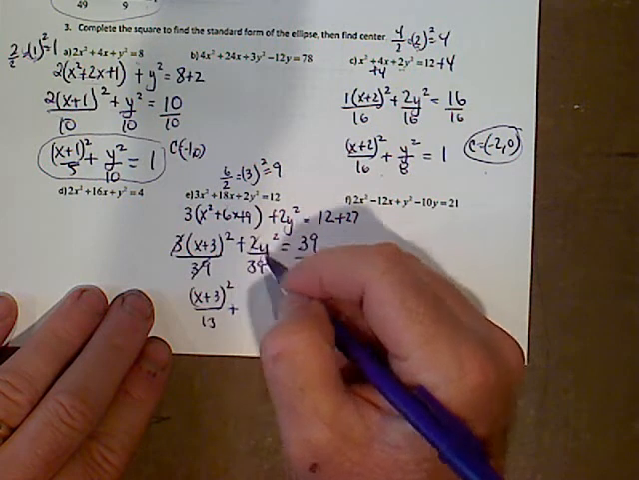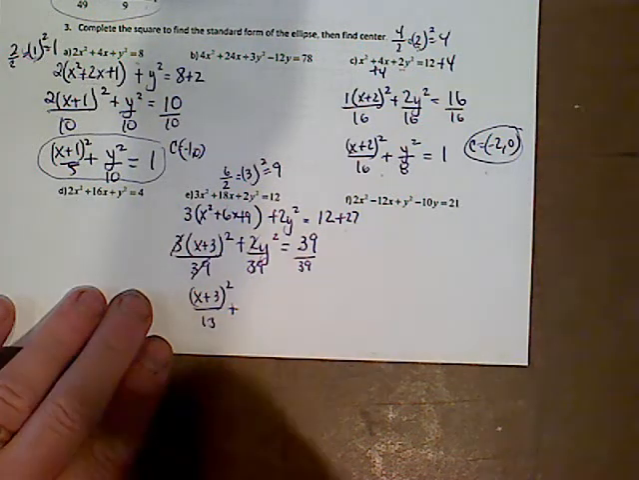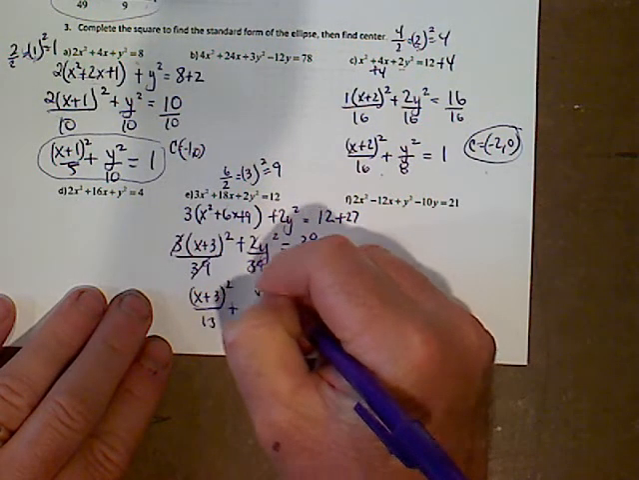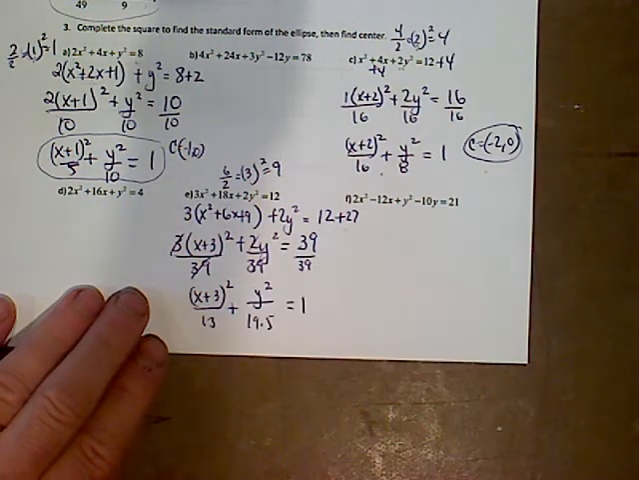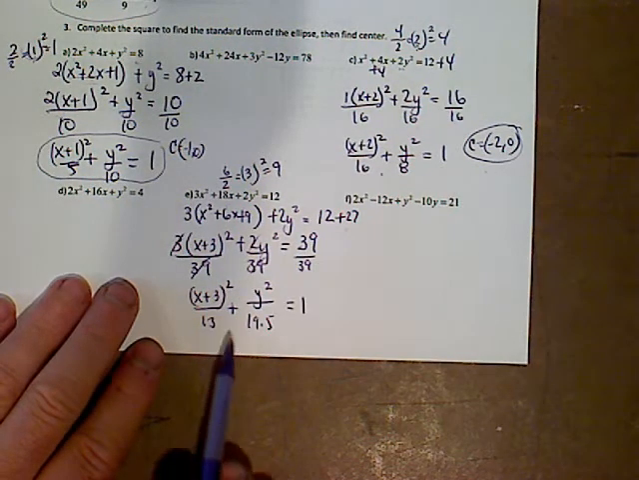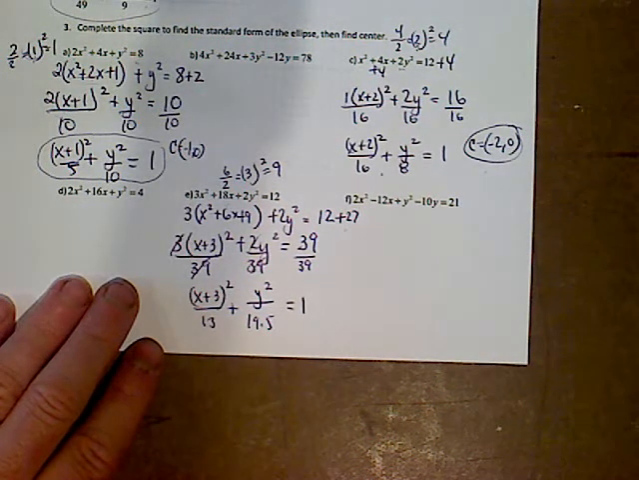Plus now 2 goes into 39. Use your calculator for that. 39 divided by 2 is going to be 19.5. So you can write it that way. y squared over 19.5 equals 1. And again, you have an ellipse because you have a plus, equals 1, and these fractions.